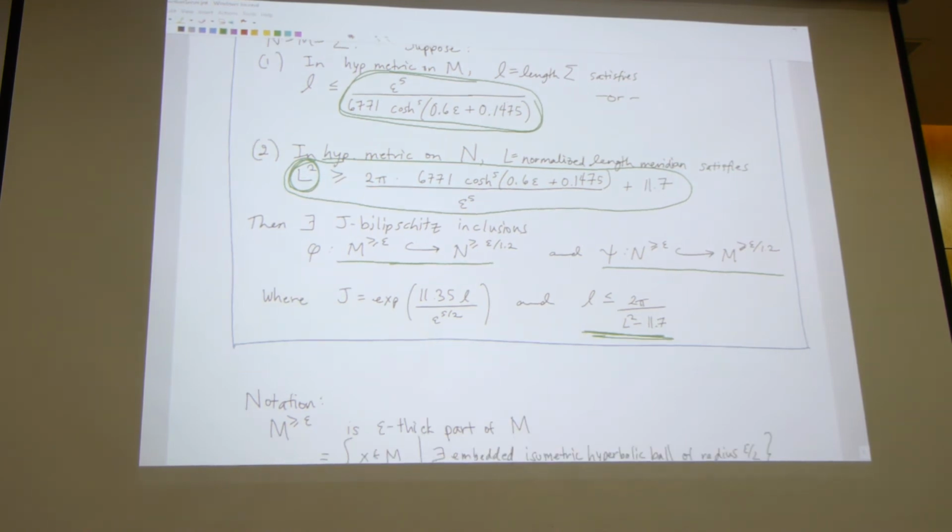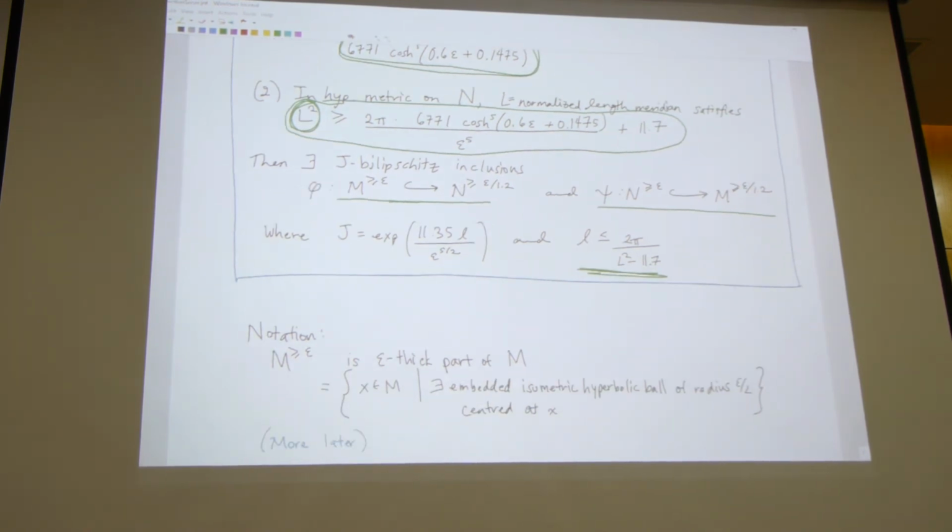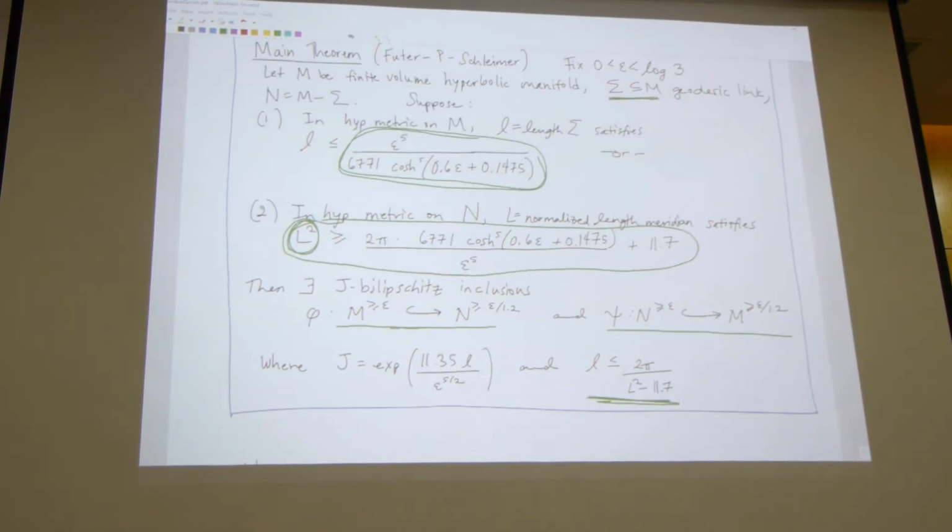Just some quick notation. This M greater than or equal to epsilon denotes the epsilon thick part of the manifold. This consists of all the points which have an embedded isometric ball of radius epsilon over 2 centered at x. Okay, and I'll say a little bit more about that later. In your theorem, is there an or? Yes, that is an or. So you can either take the filled manifold and go and drill, or you can take the drilled manifold and fill. Either way works. It's a two-way theorem.